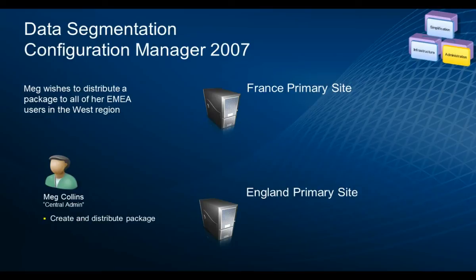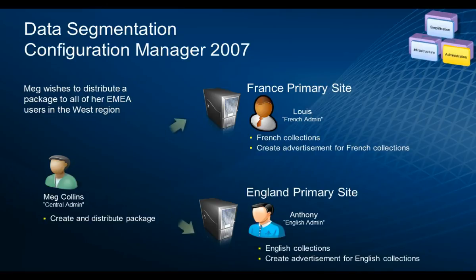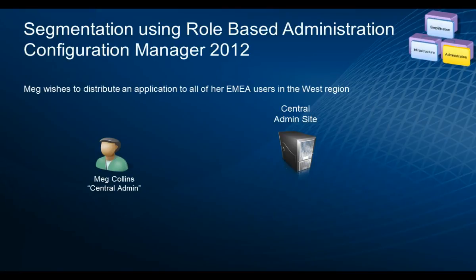So to give you an example, we've got a scenario here. Meg is wishing to distribute a package to all of her EMEA users in the West region. She's a central administrator. She can create and distribute packages. And we have a France and an England primary site. Over in France, we have Louise, who is a French administrator who manages the French collections and creates advertisements for the French collections. And then in the UK, we have Anthony, who is an English administrator. That's his role defined, and he has English collections and creates advertisements for English collections. So Meg can actually see those and control that flow down to them.